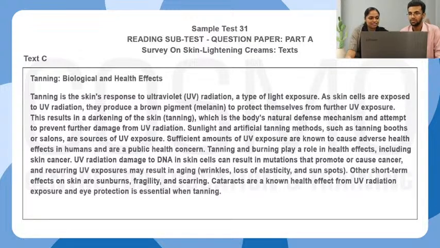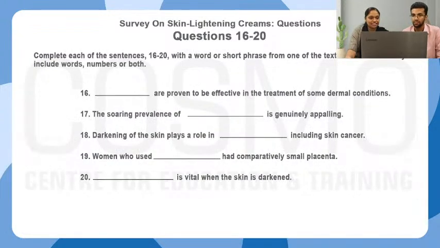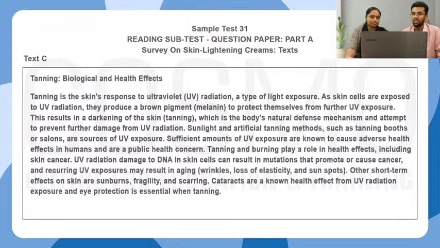So, can you tell us the answer? I think we can move to the question once again. Darkening of the skin plays a role in dash, including skin cancer. So, what is the answer for question 18? What is the other keyword in the question other than darkening of the skin? The other keyword is skin cancer. So where can we find skin cancer in Text C?